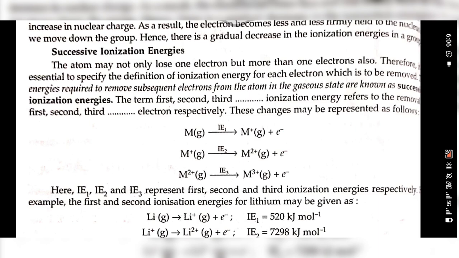Successive ionization energy. The atom may not only lose one electron but more than one electron also.